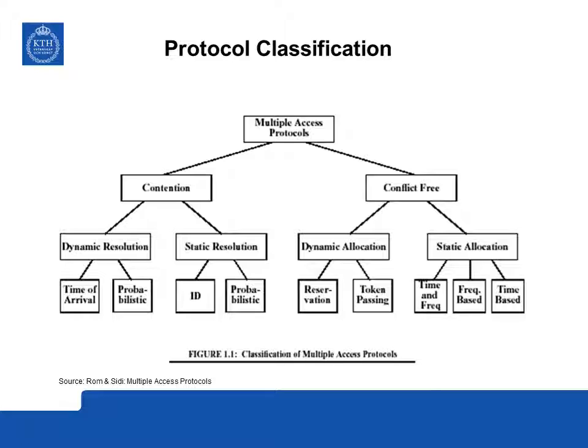Static resolution, for instance, could be that when there's a collision, the various transmitters transmit in order according to their ID or number, whereas a dynamic resolution may use probabilistic methods to resolve collisions. On the right-hand side, we have the conflict-free schemes. The left branch of the tree, dynamic allocation, is exactly the reservation schemes we discussed in the previous slide. And on the right-hand side, we have the static allocation, which are basically the TDMA and related fixed assignment schemes.